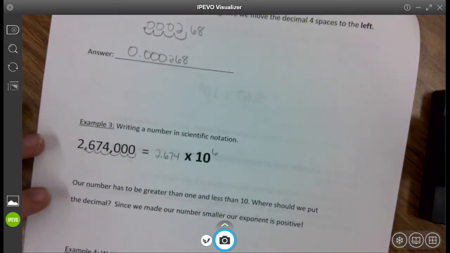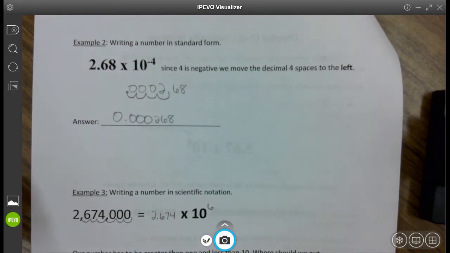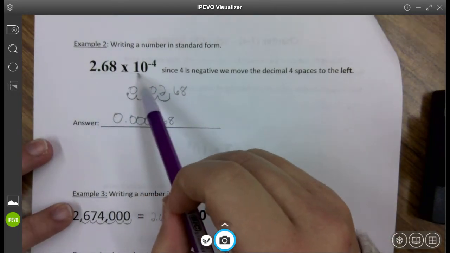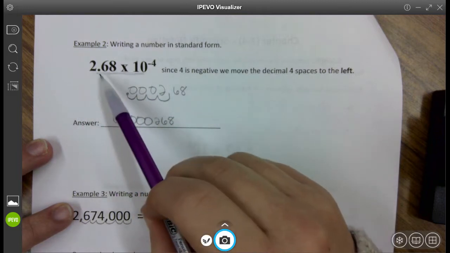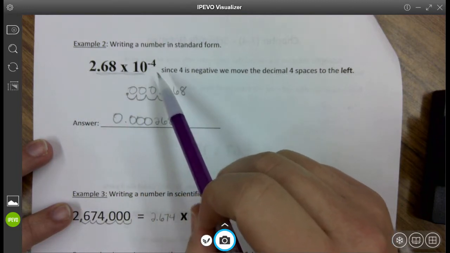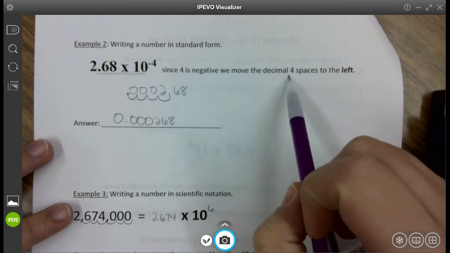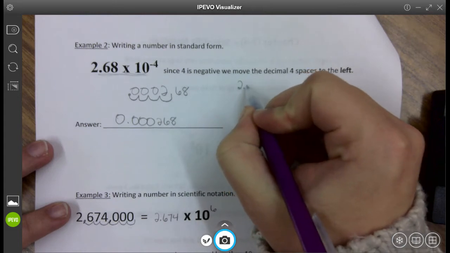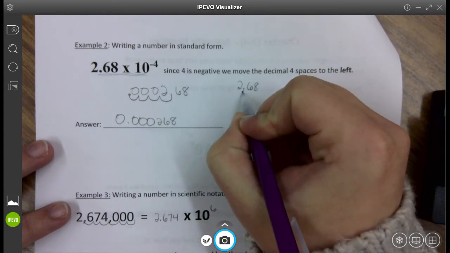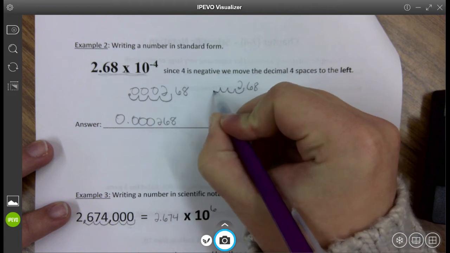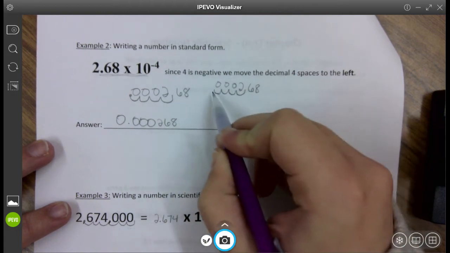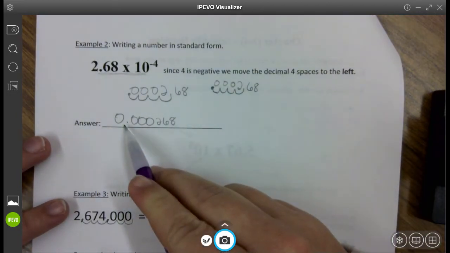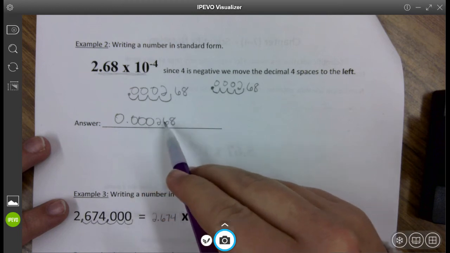All right. If you go ahead and flip to the back page, example 2, writing a number in standard form. Like I said, this is in scientific notation currently. 2.68 times 10 to the negative 4. Since 4 is negative, we move the decimal 4 spaces to the left. So I wrote 2.68, and I took the decimal and moved it 4 places to the left and added the zeros where there were empty spots, and then you just put the decimal spot at the end, like I have right here, 0.000268.